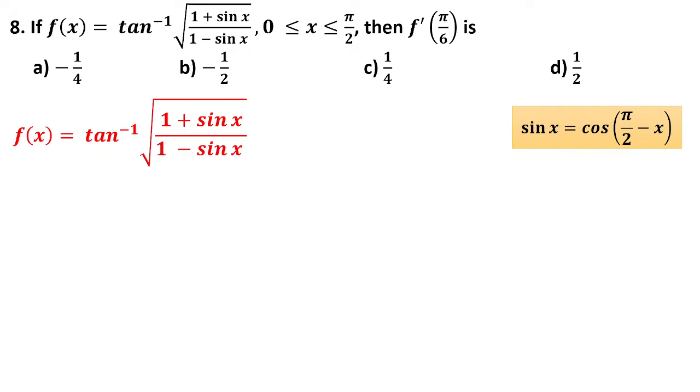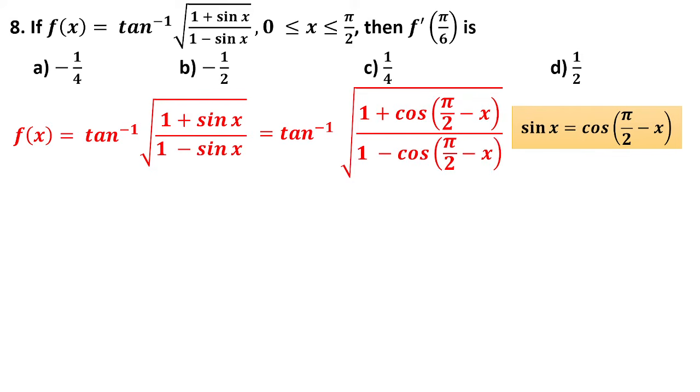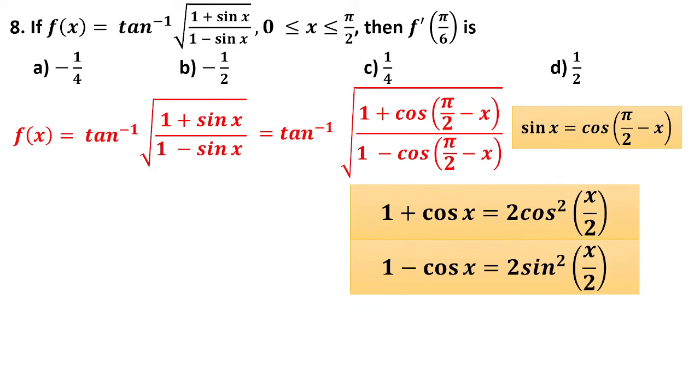How to replace sin by cos? It will be cos of pi by 2 minus x. For that I am replacing. Now, I am going for formula number 1: 1 plus cos x is 2 cos square x by 2, and 1 minus cos x is 2 sin square x by 2. These formulae are derived from the multiple angle formula of class 11.